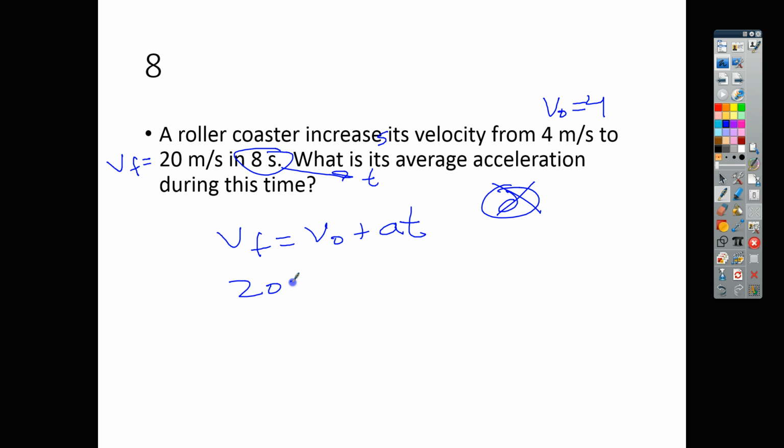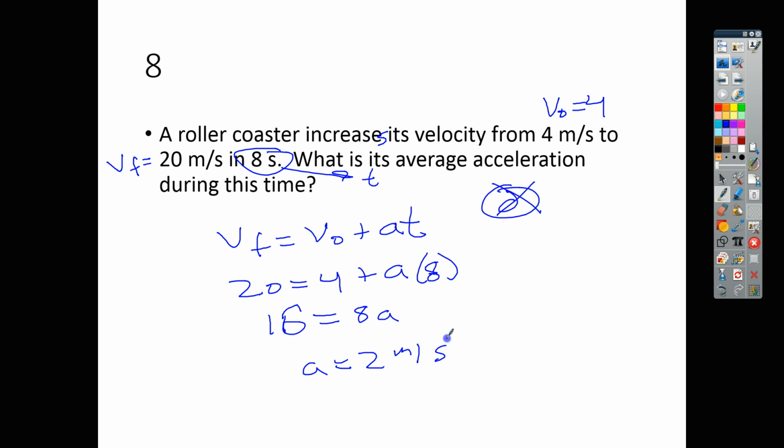VF is 20, our VO is 4, plus A times 8. 20 minus 4 is 16. Ooh, that's not very good. 16 is equal to 8 times A. So our acceleration here is a mere 2 meters per second. And remember, it's per second, so that's 2 meters per second squared. That would be letter A in your packet.